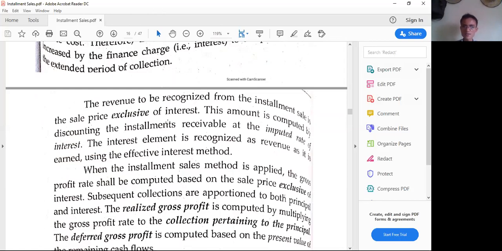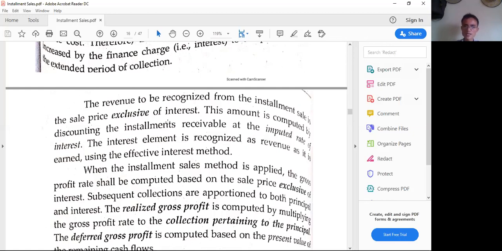We then say that, in other words, there would be three items now for income. First one is the gross profit coming from regular sales. When we say again regular sales, we mean cash or account sales. And then those two, whatever the gross profits, will be realized. That's under IFRS 15. The second one will be realized gross profit under installment sales method, as we have discussed.